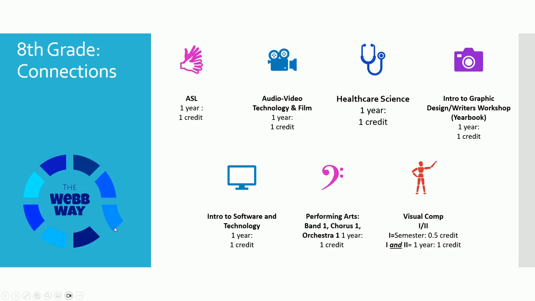We're also offering the following year-long courses, which would also give you 1 credit. We have American Sign Language, Audio, Video, Technology and Film, Healthcare Science, Intro to Graphic Design, and Writer's Workshop. This is also known as Yearbook. Intro to Software and Technology, Performing Arts, so this could be band, chorus, or orchestra, and Visual Comp, also known as Introduction to Art. If you take 1 and 2, this would give you 1 credit.